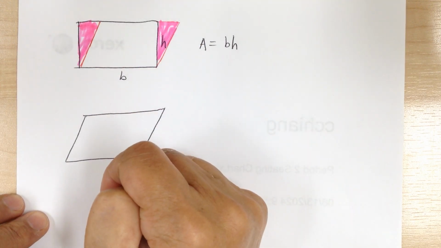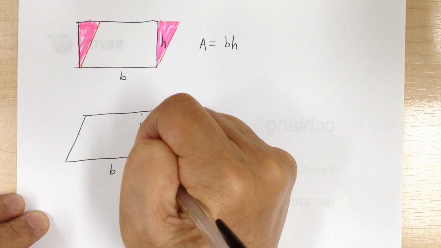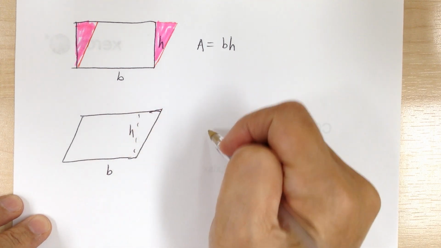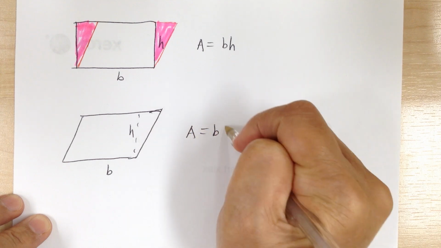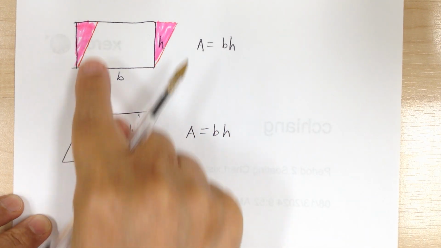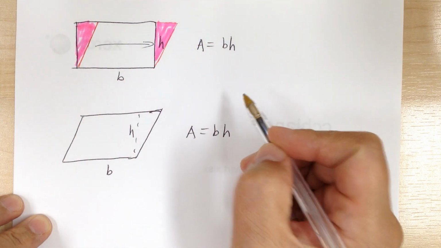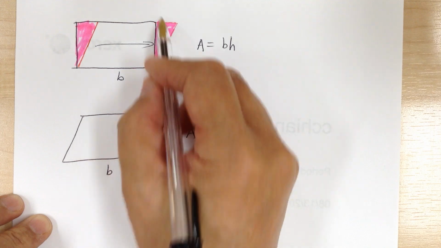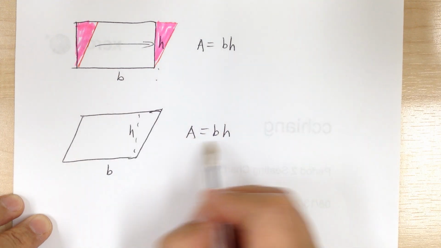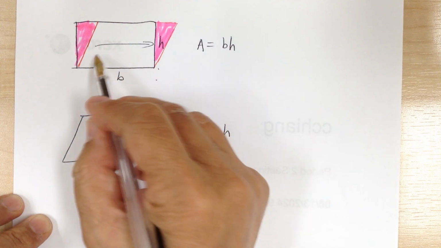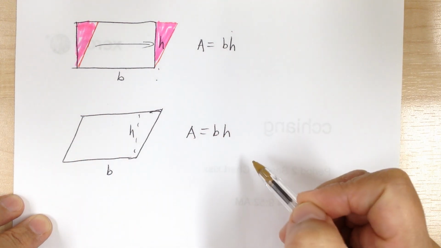Notice I still have the same base. I still have the same height. So for the parallelogram, the area is still the same. It's base times height. All I did is cut off this corner and slide it over. So the base stayed the same, the height stayed the same, and the area stayed the same. That's why the parallelogram and the rectangle have the same formula for area.